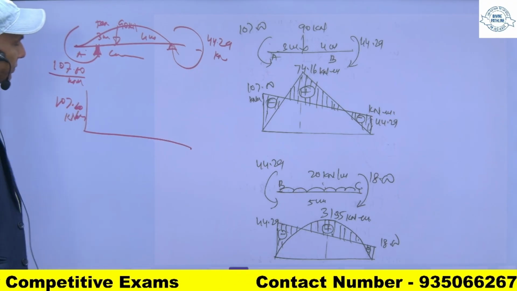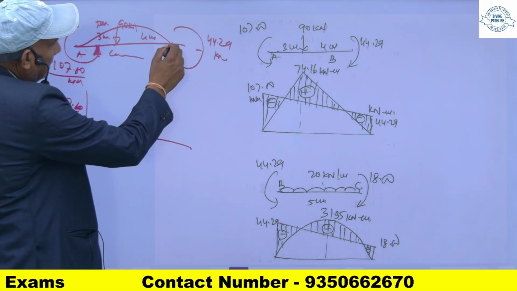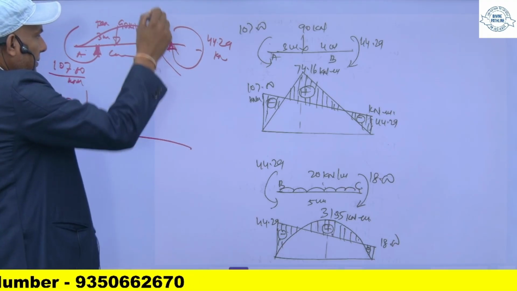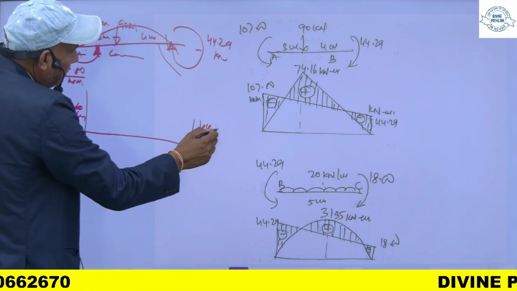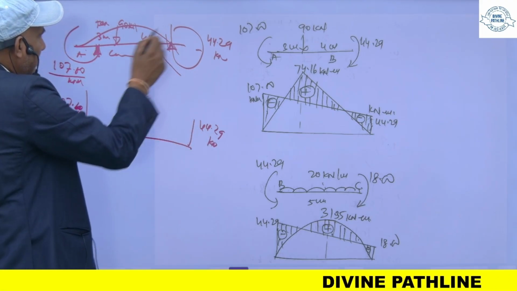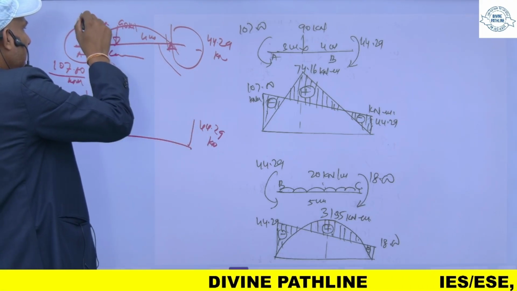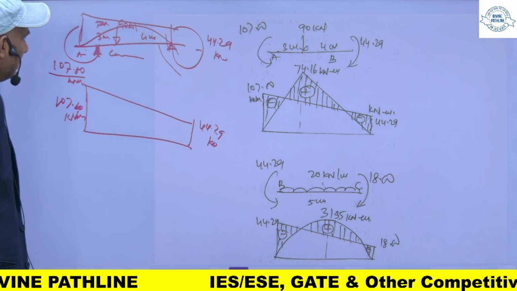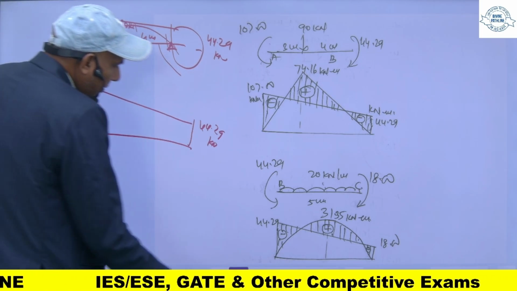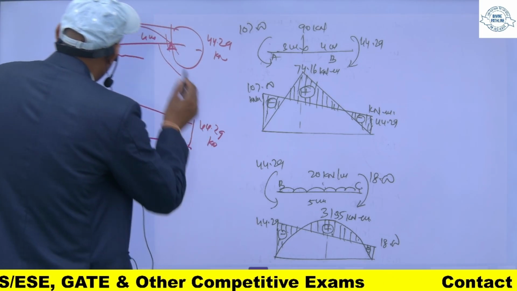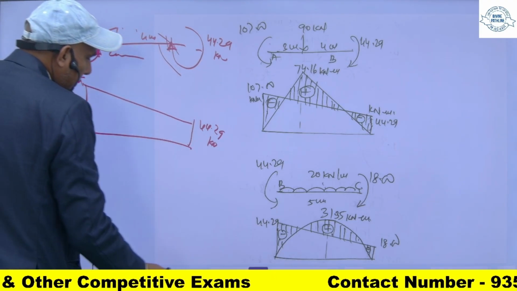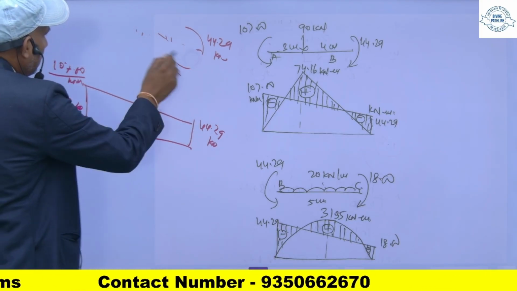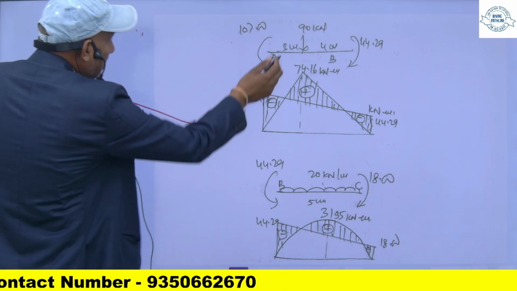Similarly, if you see the direction of the arrow, it tries to lift it. So it is hogging. So it will be 44.29 kilonewton meter. So it will be upward like this. Both are upward like this. This is my hogging moment. And on this, it is like this.